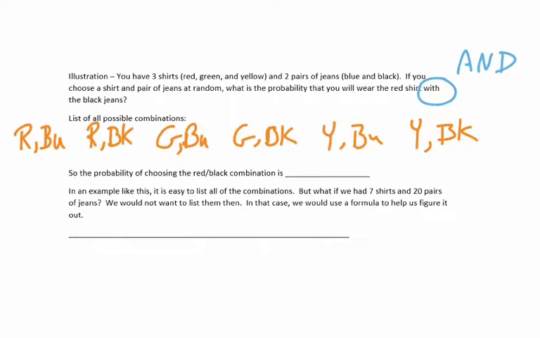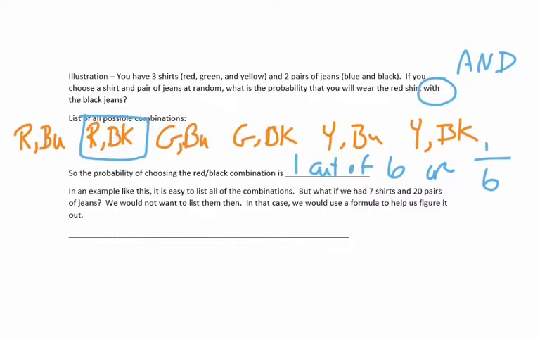So what is the probability that you will end up wearing the red shirt with the black jeans? Well, there's the red shirt with the black jeans. So the probability of choosing the red-black combination is 1 out of the 6 possible outfits that you have, or expressing that as a ratio, it would be 1/6. So the probability that you will end up wearing the red and the black combination is 1/6.